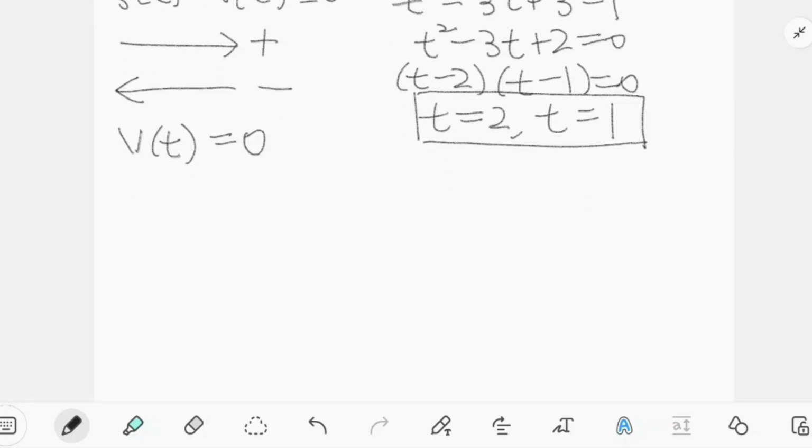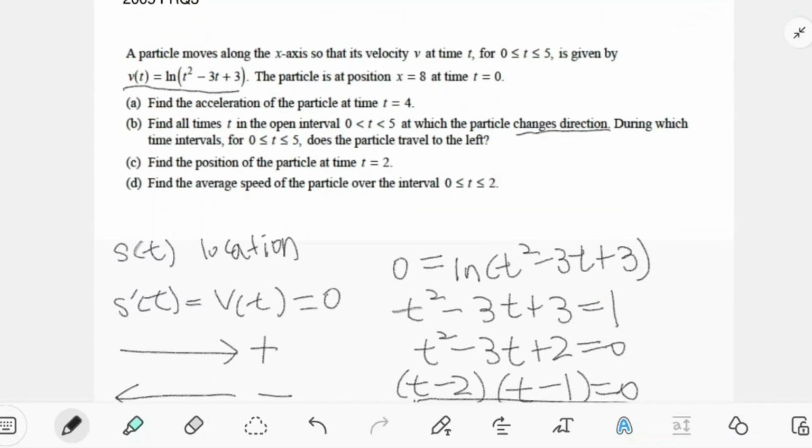Now we are told to find in which time interval the particle travels to the left. When the particle travels to the left, the velocity must be negative because the position on the x-axis on which it is moving along is getting smaller. We just found the times when the particle changes direction, so now we just have to find where in between those times have a negative velocity.